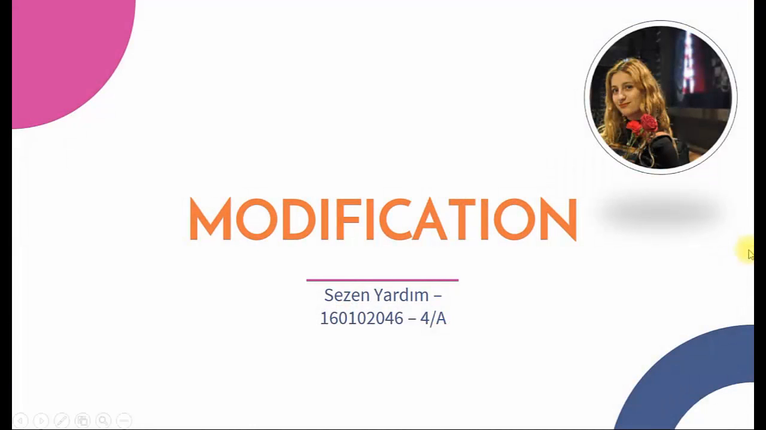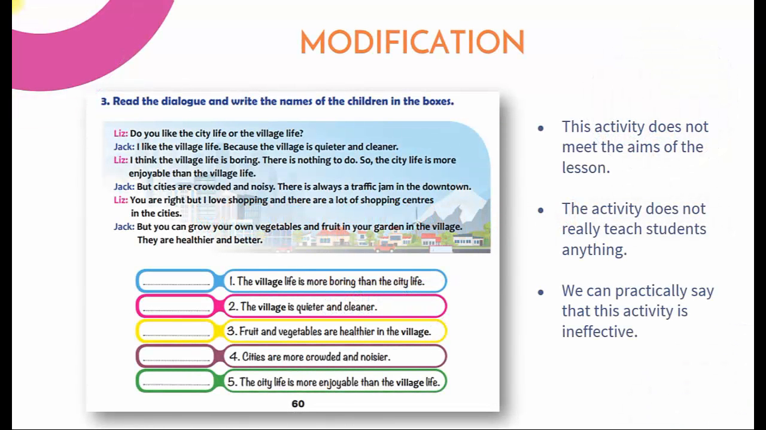Hello everyone, I'm Sezen. I will talk to you about modification. We wanted to change activity 3 on page 60. Since students are not using any of their language or communicative skills in this activity, in my opinion, this activity does not meet the aims of the lesson. This activity only requires students to write down the names that are already written above. So we can say that this activity does not really teach anything. For these reasons, I find this activity ineffective.